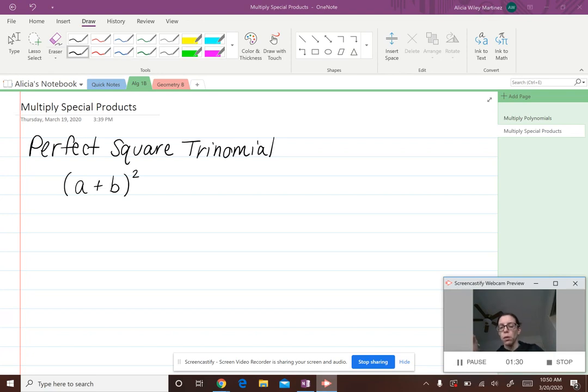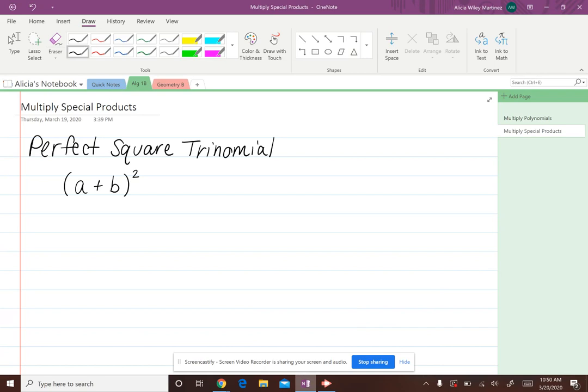Now, a perfect square, remember, is whenever you have something to the second power. So something multiplied to itself. Like 2 squared gives me 4. 4 is a perfect square, right? So that's what this is, except instead of it just being a number squared, we have a binomial inside of a parenthesis that is being squared.